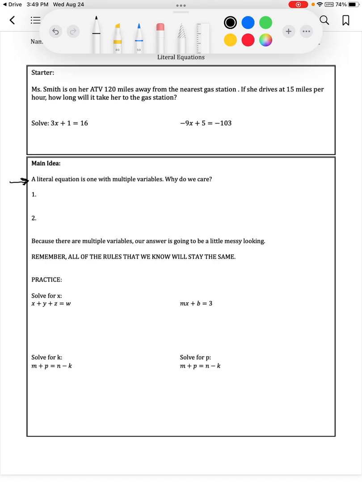Now there are two reasons why we care. The first reason is it is good practice for our math rules. You can't do these unless you're really good at all of those properties that we've been practicing in the last couple of days, including the last unit. The other reason we care is for formulas. In science, we have formulas to figure out specific things, and these are all literal equations. We will spend more time on this tomorrow.